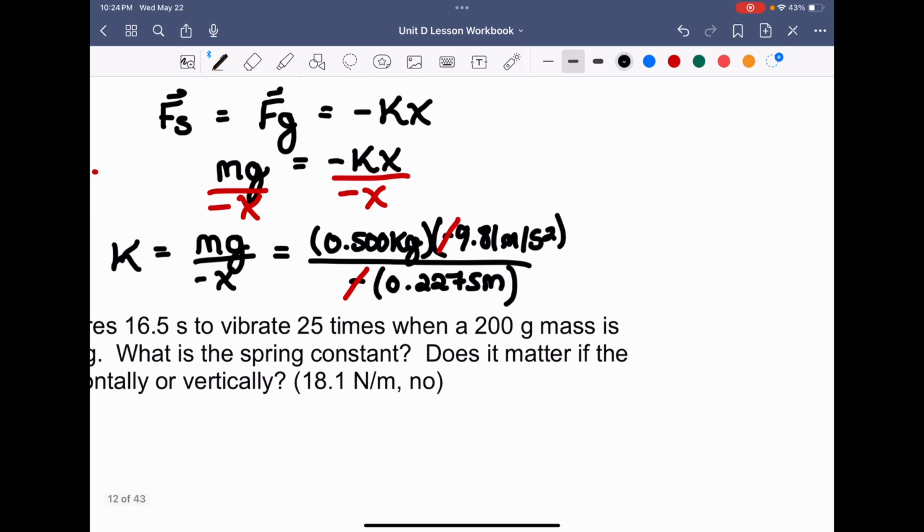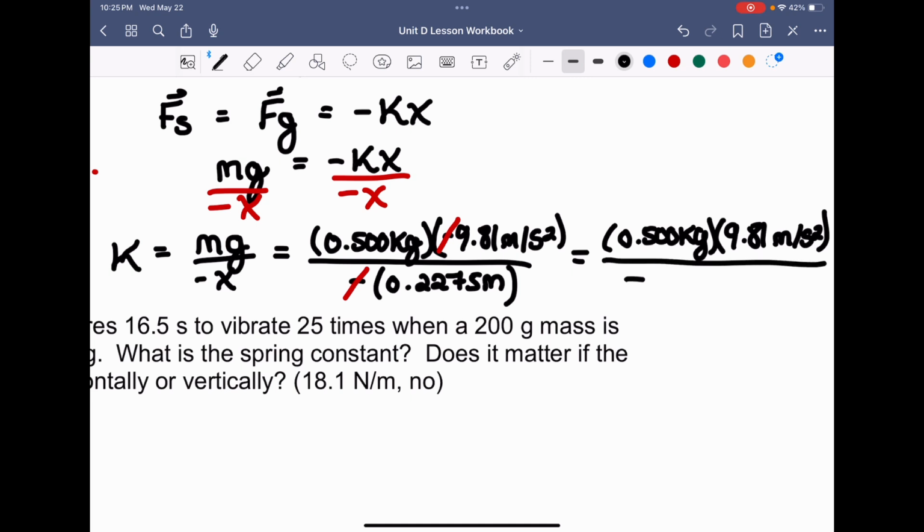The other way would be the following. This is equal to, again, the mass doesn't change, so 0.500 kilograms, multiplied by, let's just leave g signless, 9.81 meters per second squared, rather than obsessing about that. We could divide this by negative, and because this is going down, or it's below the equilibrium, we can make this 0.2275, but negative. And then again, look what happens. The negative and the negative in the bracket cancel, therefore we get a positive.